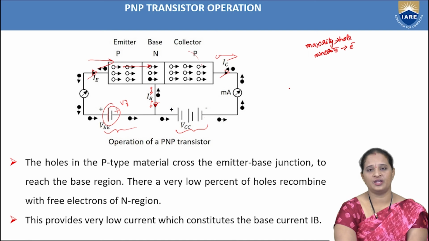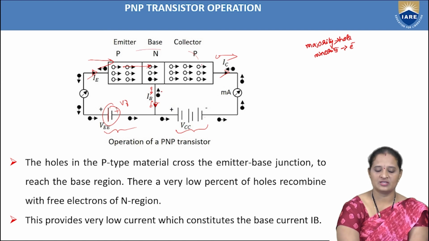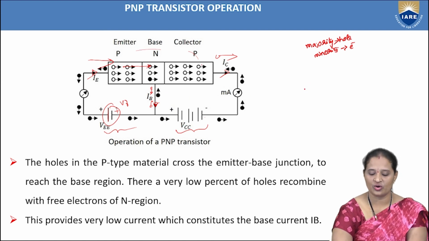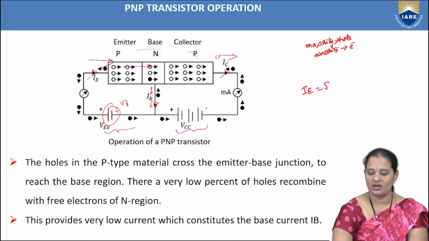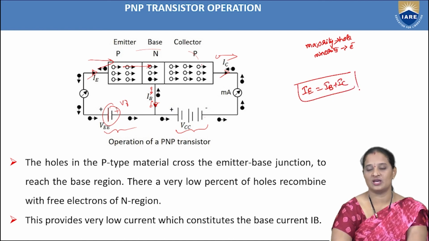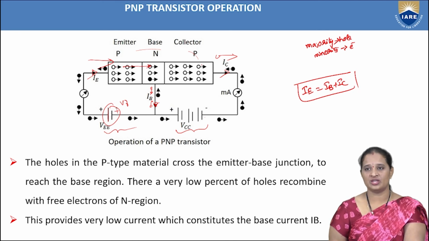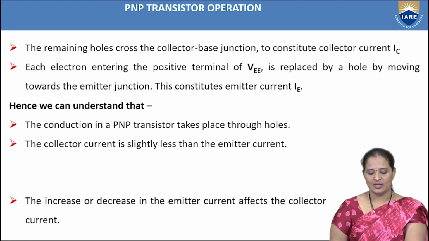The sum of currents entering a node is equal to the sum of currents leaving a node. If we consider this transistor as a node, what are the currents that are entering the transistor? IE. What are the currents that are leaving here? IB and IC are leaving. So if we apply KCL, that is Kirchhoff's current law, we can have a relation between all the three currents as IE is equal to IB plus IC.